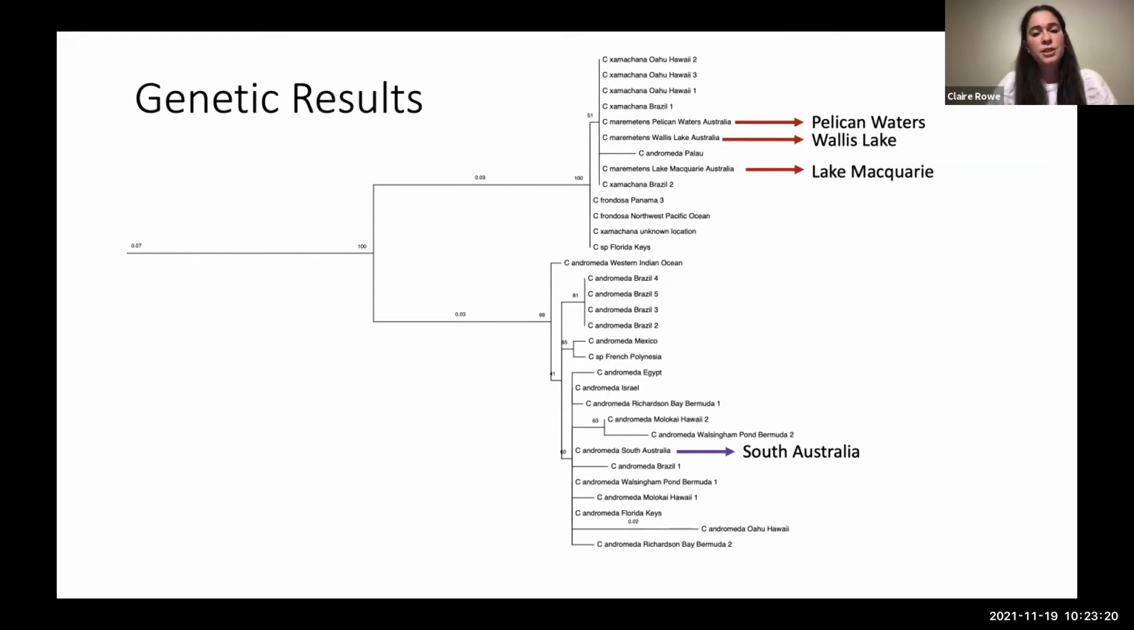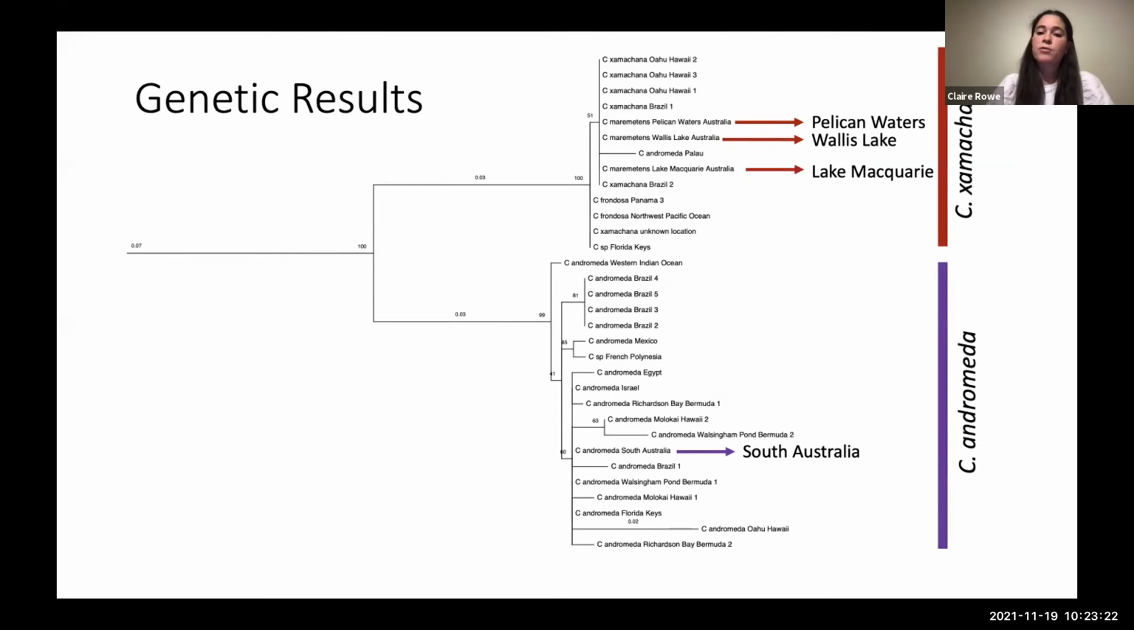So from this, we're actually able to make a couple of conclusions here. Firstly, the Lake Macquarie specimens were in fact Cassiopea zamacana. Secondly, the Pelican Water specimens, which as I mentioned before, is the type locality of Cassiopea marimetans, came out as Cassiopea zamacana. So Cassiopea marimetans is in fact a junior synonym of zamacana.